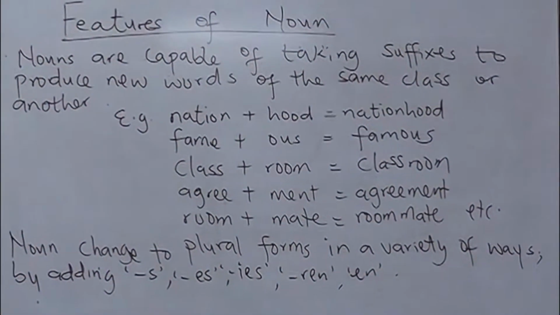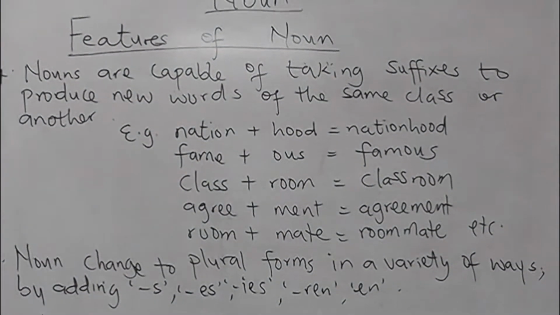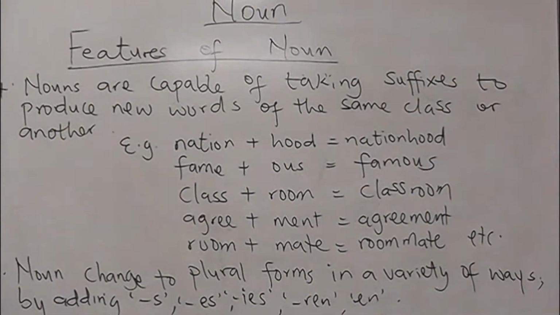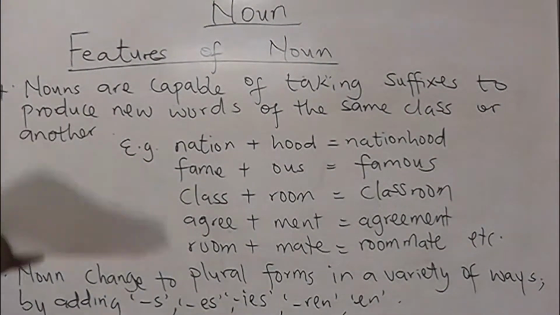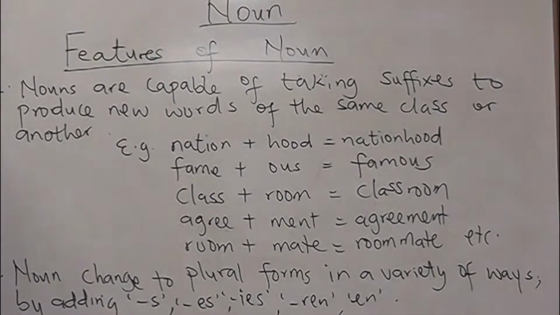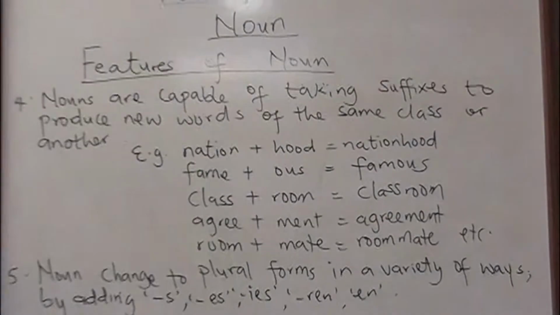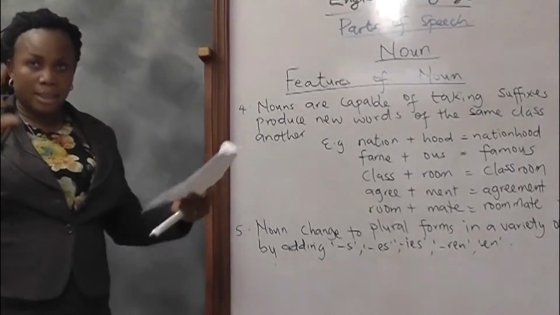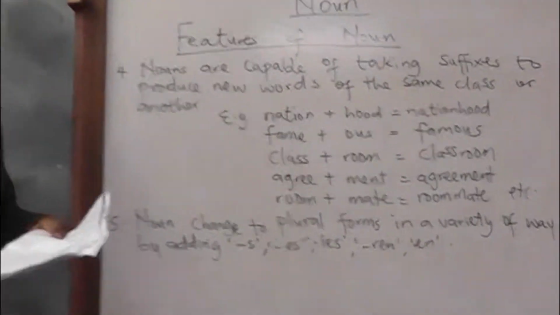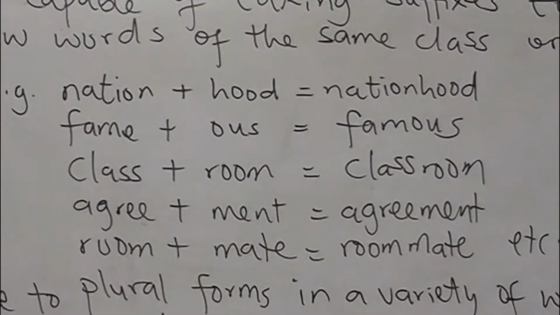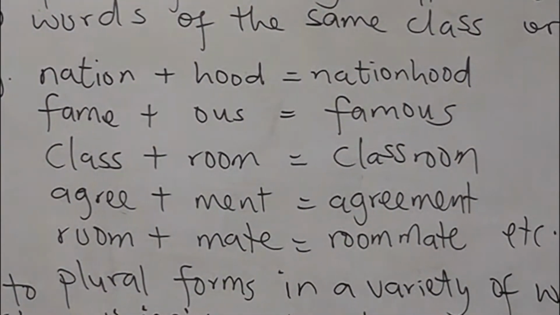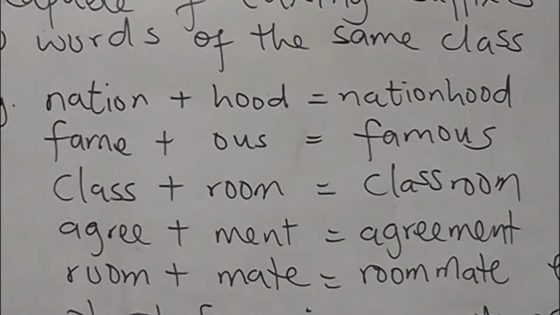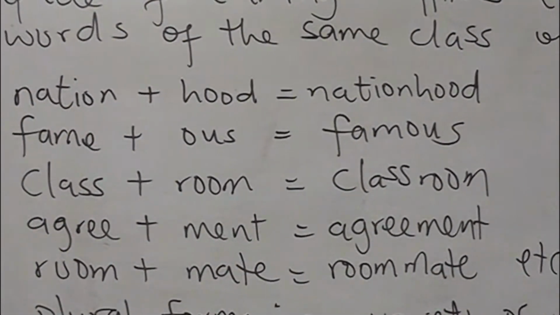The next feature of nouns we want to look at is that nouns are capable of taking suffixes to produce new words of the same class or another. When you add a suffix to a word, it can still give you another noun, or it can give you another class of word. Some of the examples I've written on the board: we have nation. A nation is a noun. By the time you add hood to it, you produce another word, which is equally a noun, nationhood. Fame plus the suffix -ous will give us famous. He is very famous. There we have an adjective from the word fame.